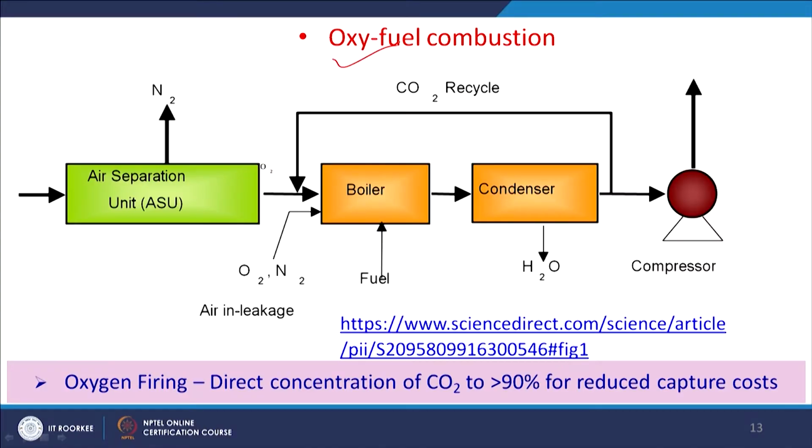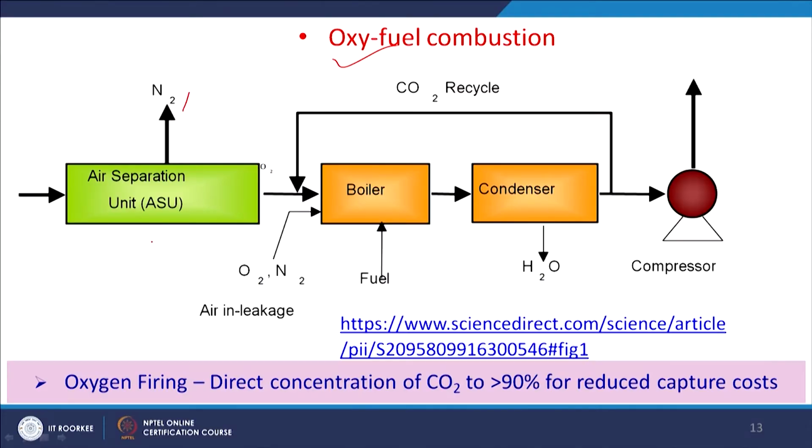Now, we will be discussing the use of advanced techniques in place of the conventional combustion method. One example is oxyfuel combustion. In oxyfuel combustion, as the term says, we will be using oxygen in place of air. Nitrogen is separated from the air first, then oxygen is used. This nitrogen may not be completely removed. It is used for the combustion process, and then the flue gas is formed.